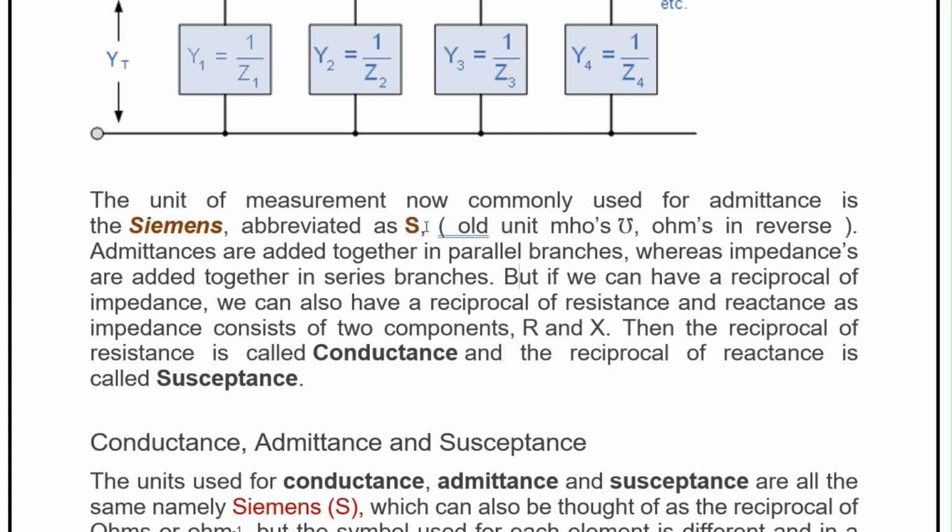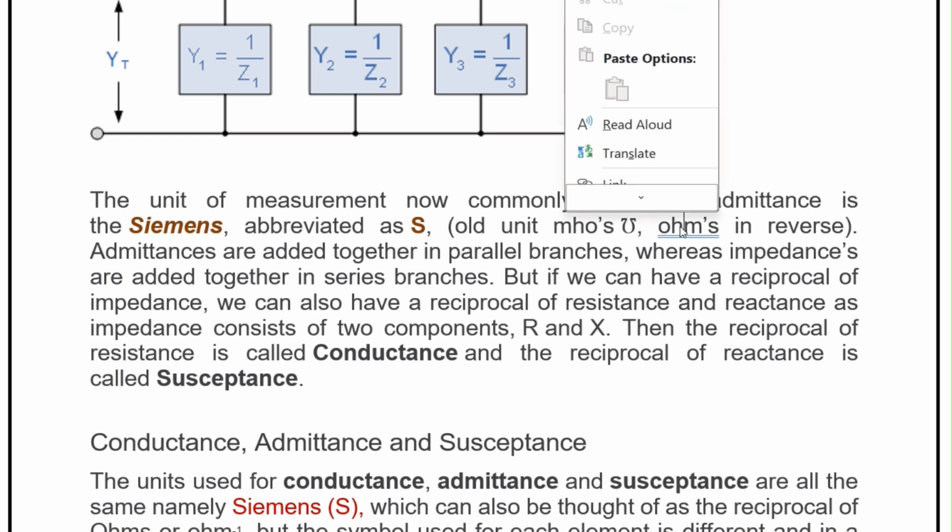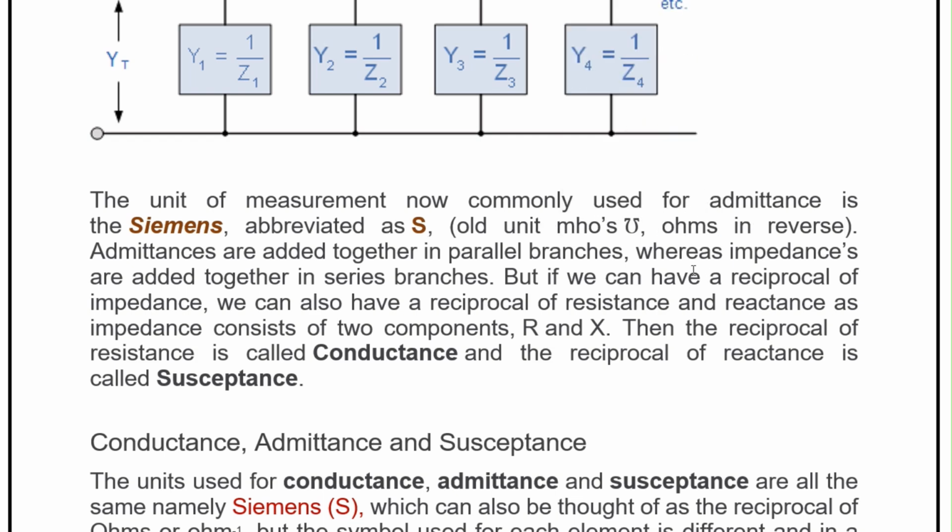Symbolically, it is written as S. The old unit is mho, which is the reverse of ohm. Okay, this is the reverse of ohm. So the word ohm has been reversed to name it.